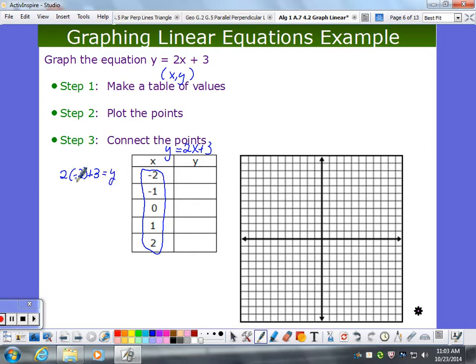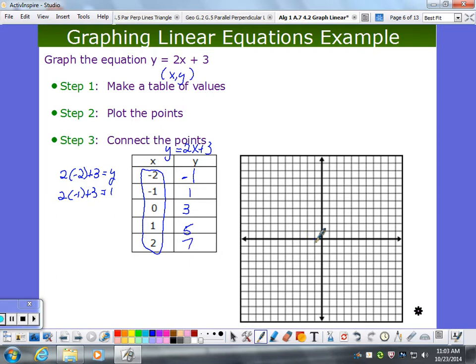So let's see, 2 times negative 2, that's negative 4. And negative 4 plus 3, negative 1, right? Negative 1, I'm going to plug that one in too. So that's negative 2 plus 3. Plug in a 0. 0 is always easy, right? 2 times 0 is 0. What's left? That's 3. 2 times 1 is 2. 2 plus 3, 5. 2 times 2 is 4, plus 3 is 7.